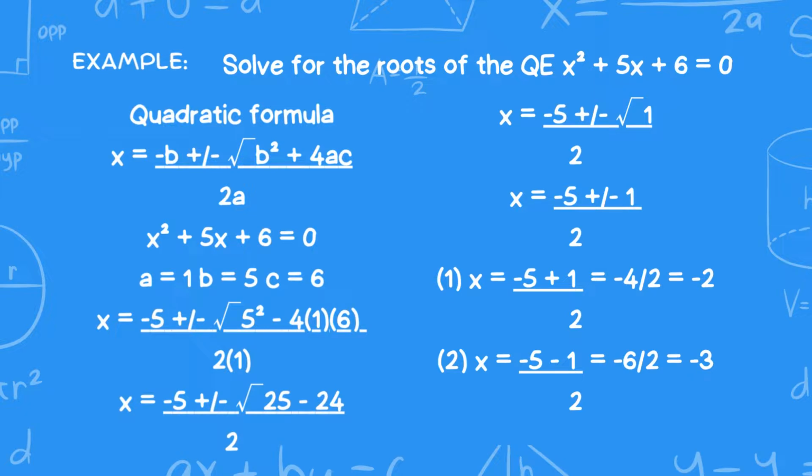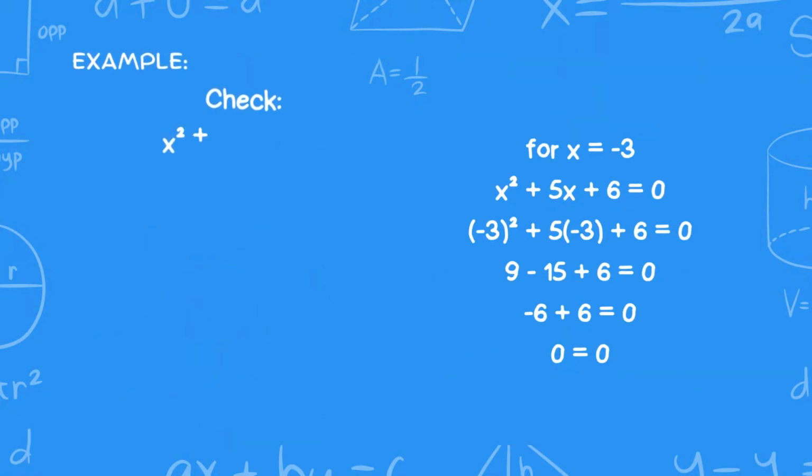The first equation we gathered is x equals negative 5 plus 1 divided by 2. Negative 5 plus 1 is negative 4 divided by 2. If we will simplify, it will be negative 2. Next equation is x equals negative 5 minus 1 divided by 2. And negative 5 minus 1 is negative 6 divided by 2. If we will simplify it, it will be negative 3. And the roots we gathered are negative 2 and negative 3.